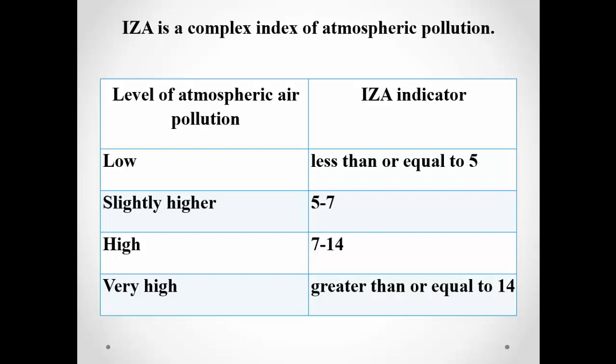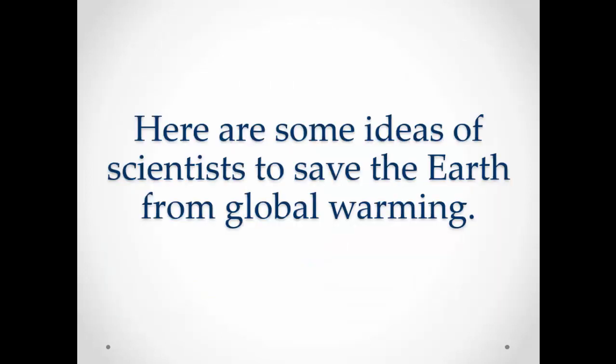ESA is a complex index of atmospheric pollution. The level of atmospheric air pollution is an indicator: low, less than or equal to 5; slightly higher, 5 to 7; high, 7 to 14; very high, greater than or equal to 14.